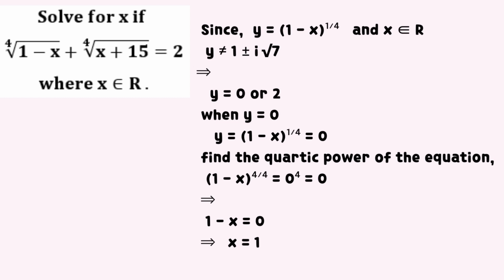When y equals 0, y equals the fourth root of 1 minus x, which equals 0. Find the fourth power of the equation, as shown on the screen. We have that 1 minus x equals 0. It implies that x equals 1.